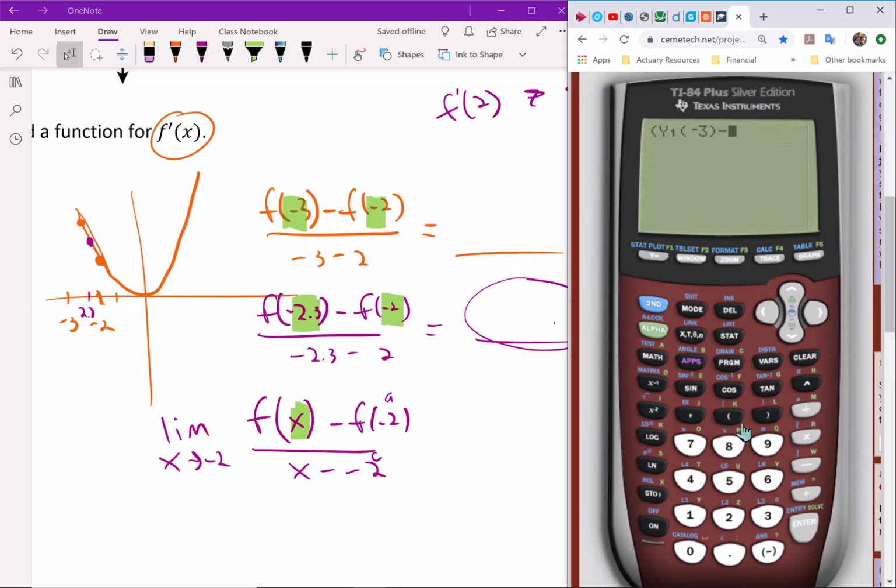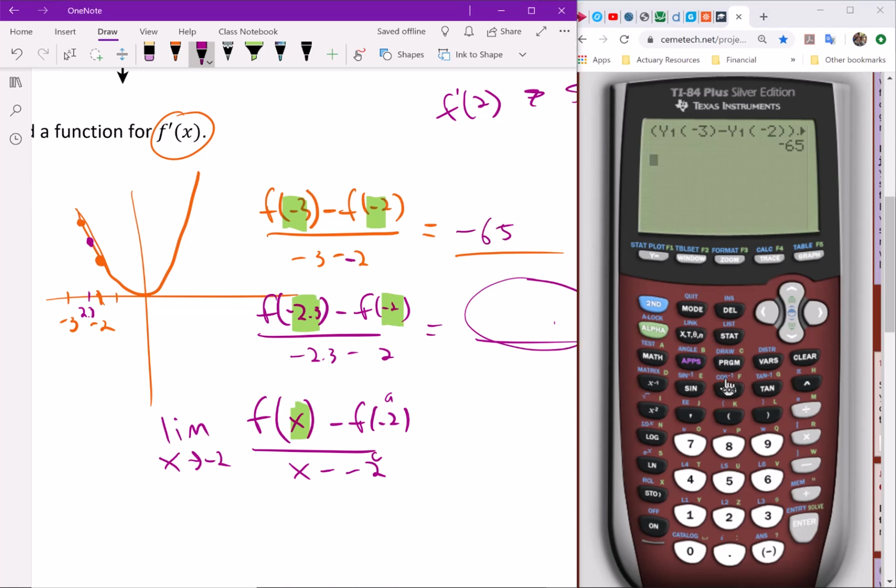We're going to then subtract alpha trace y1 of negative 2, close that parenthesis, and we're going to divide this by negative 3 minus, oops, I need some parentheses down here as well, negative 3 minus negative 2. And I think I forgot to put that here, right? This should be negative 2. We're going to press enter. And so in this case, I would have gotten negative 65 as the slope of that secant line there, right?